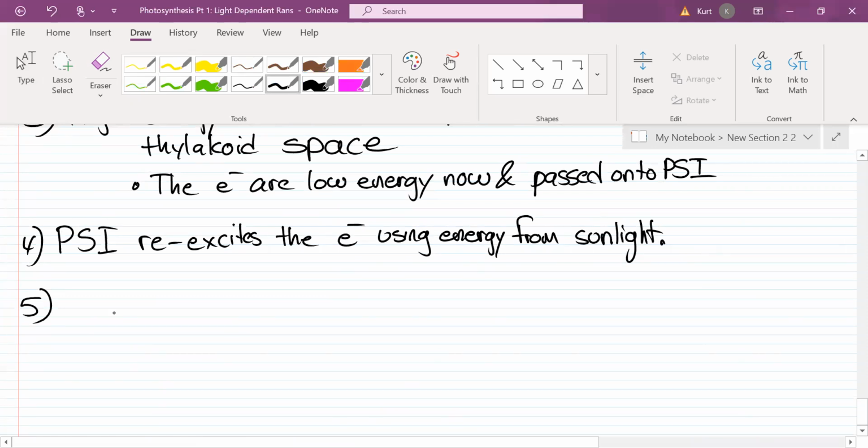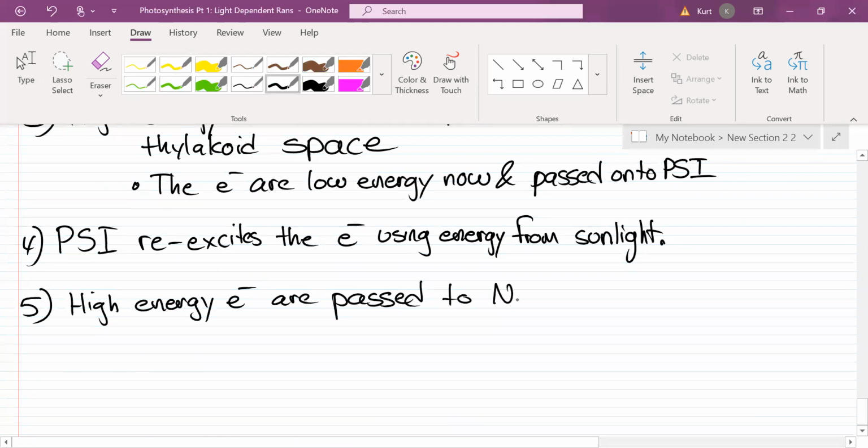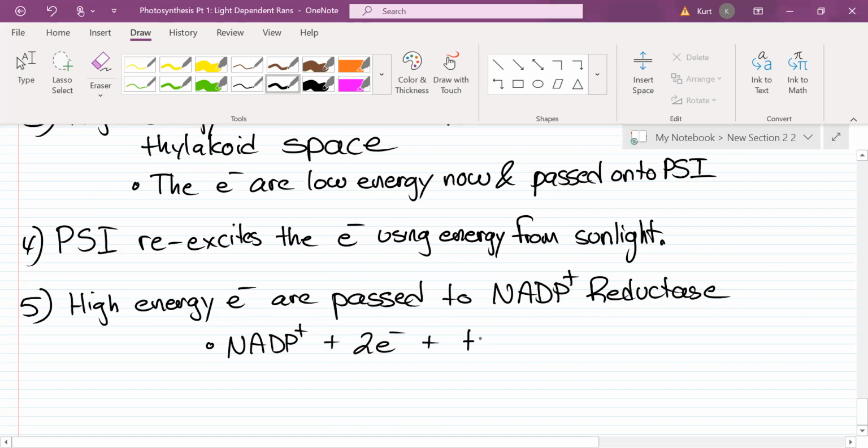Step five, high energy electrons are passed to NADP plus reductase. This is going to form NADPH. Remember that NADP plus receives two electrons and one hydrogen ion to become NADPH. This is your electron carrier for photosynthesis.